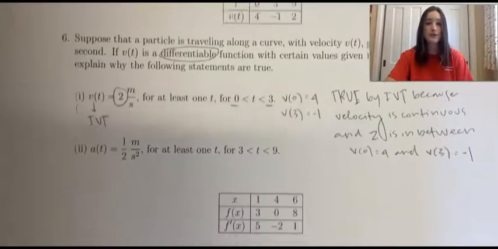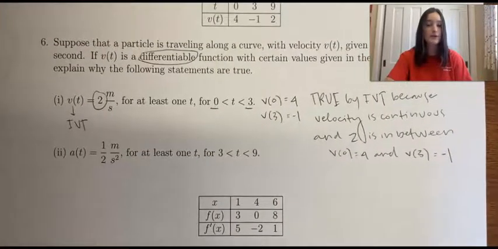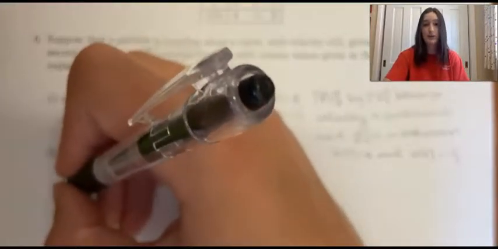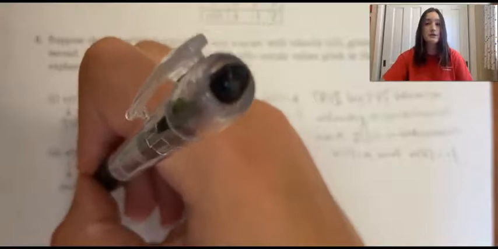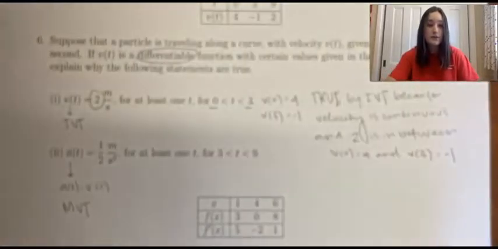Okay, so let's move on to the next one. On this one, we're dealing with a of t, which is the same thing as v prime of t. So since we're working with primes, since we're working with derivatives, we know that this has to be an MVT problem.